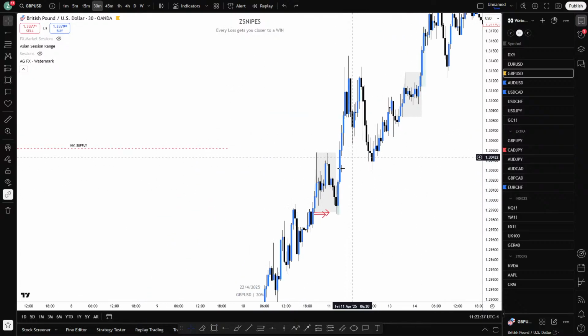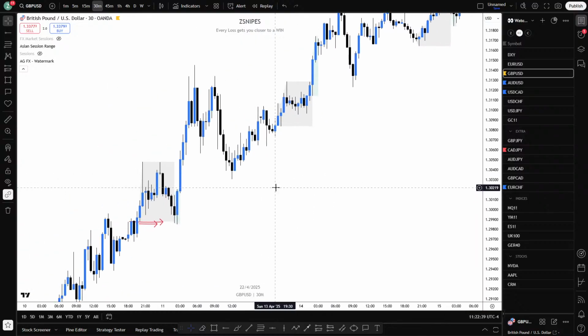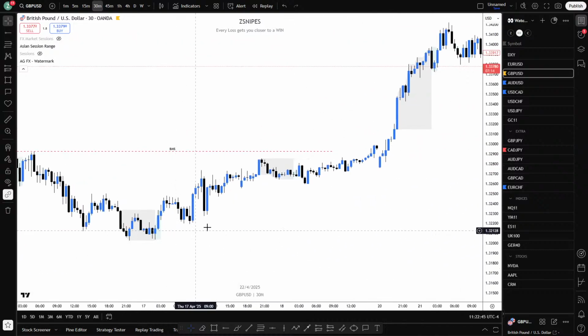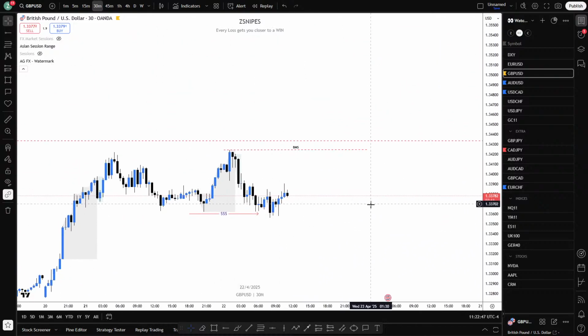But this is basically that idea. That's the picture that you want to see. As the market is going higher towards the upside, those are the type of setups you want to look for to take this market higher.